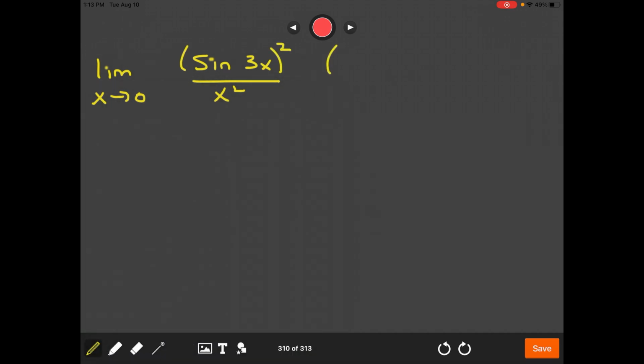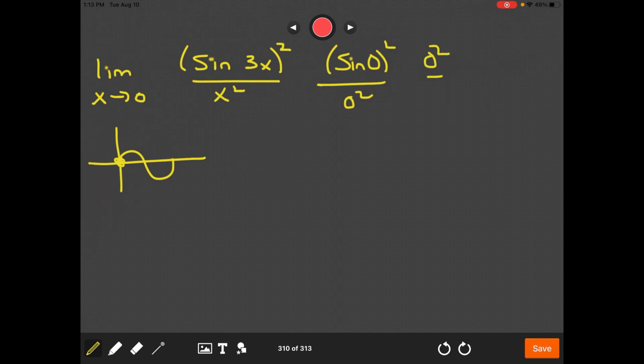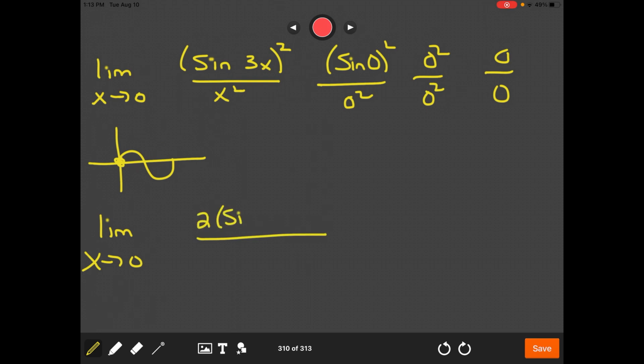To find the limit of this function, we're first going to plug in the 0. Now I am going to write the numerator a little bit differently. Since it's sine squared, I always like to write it like so. If we plugged in a 0, this would be the sine of 0 squared over 0 squared. And if we look at the sine curve, sine of 0 is 0. So it's 0 squared over 0 squared, or 0 over 0, which is in indeterminate form.